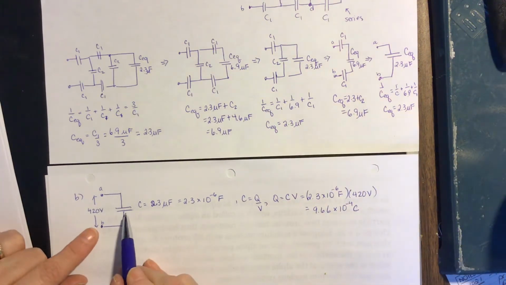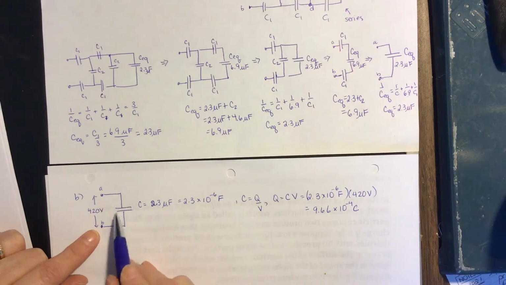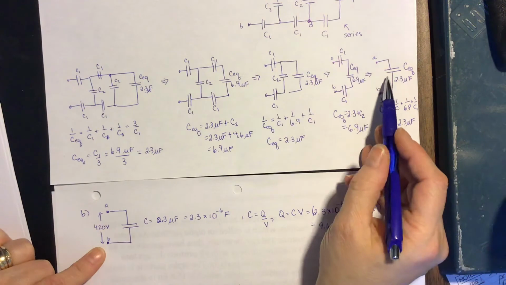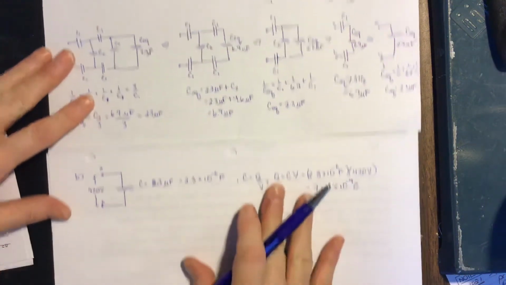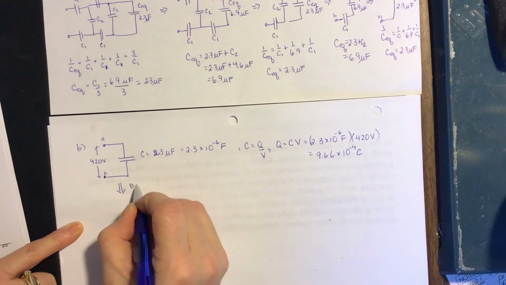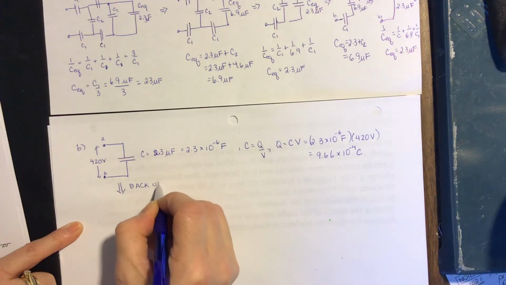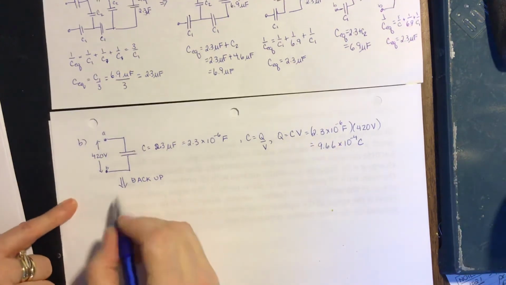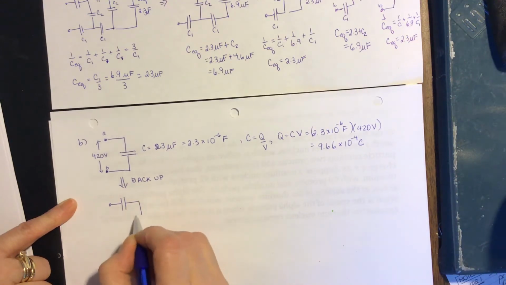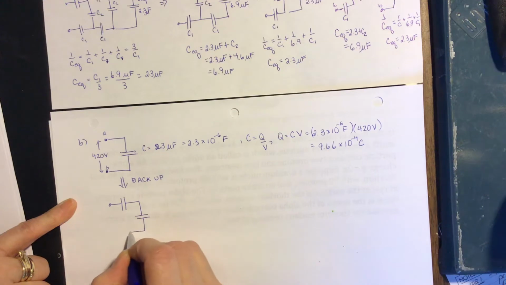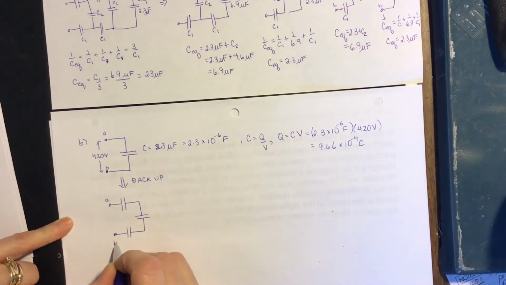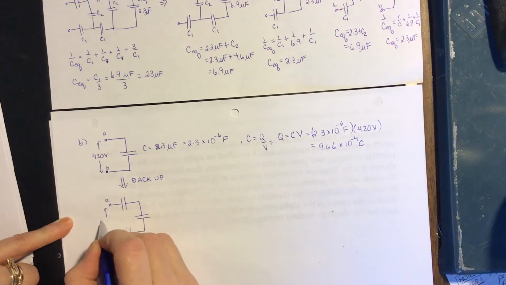So let's think, we know this is an equivalent capacitor. We found that in the previous part. Where did this guy come from? So let's back up a step. This guy came from doing an equivalent of C1 here, some sort of equivalent here, and C1 here. So these are points A and B. This has the potential of 420 volts.